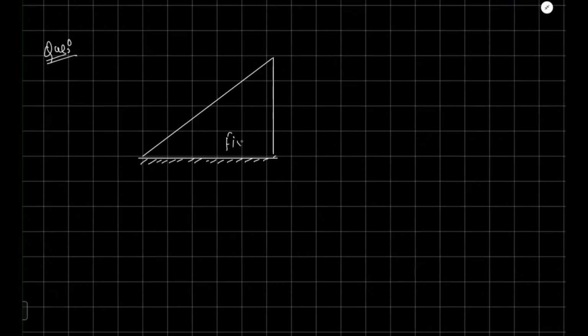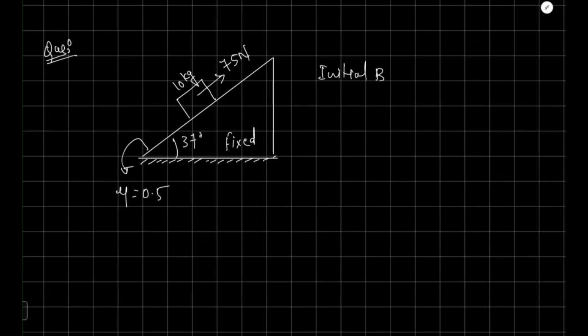This is a fixed inclined plane. It is forming an angle of 37 degrees, and this is a rough surface with coefficient of friction 0.5. Here is a block of mass 10 kg, and here we are applying a force of 75 Newton. Initially the block is at rest. What you have to do is find the acceleration of the block.